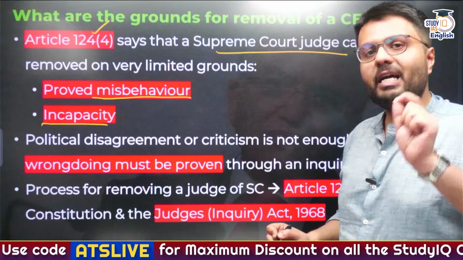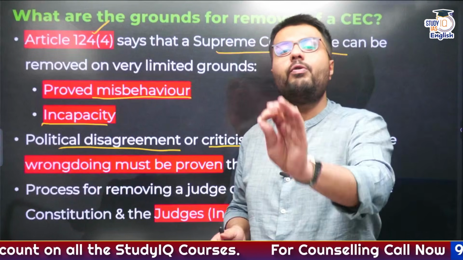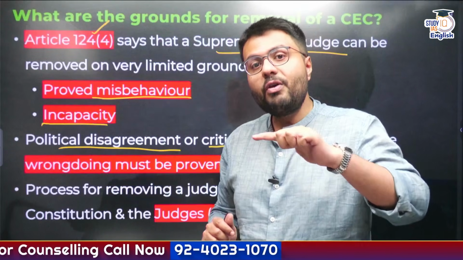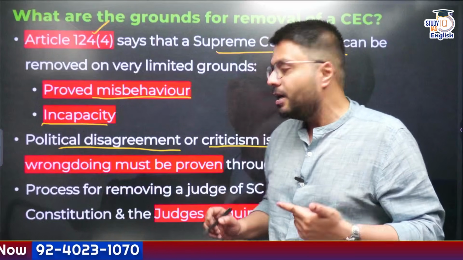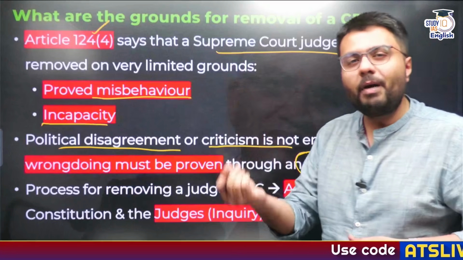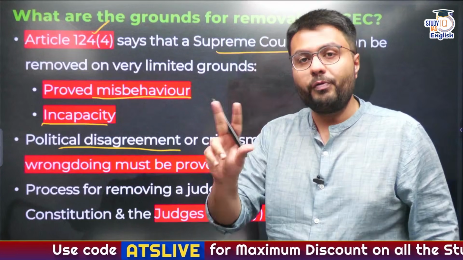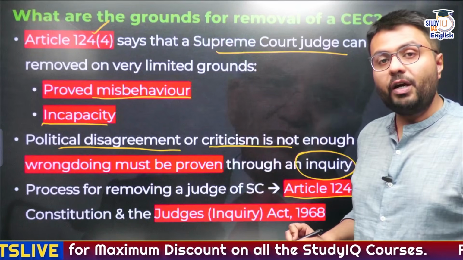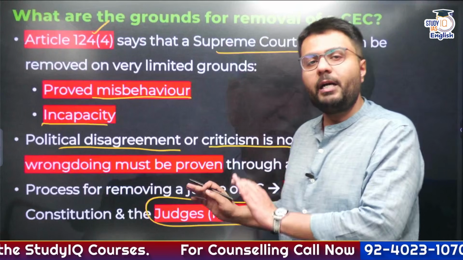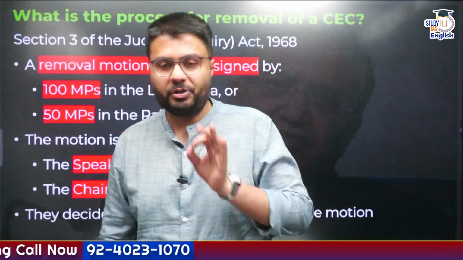Now, if you take a look at any political disagreement or criticism, these are not enough to remove any Chief Election Commissioner or any judge of Supreme Court. Rather, you have to prove this allegation of wrongdoing through an inquiry process, and that is why the process of removal becomes a bit more complex, and these are regulated by 2 specific provisions. One is Article 124 of the Constitution and another one is Judges Inquiry Act 1968. So let us look at both of these provisions to understand deeply how you can remove the Chief Election Commissioner.